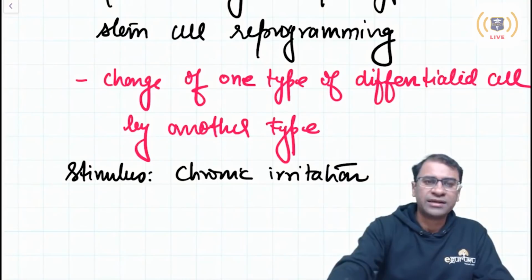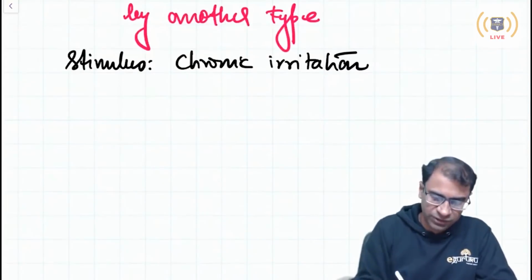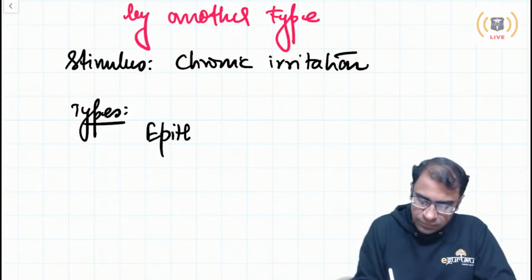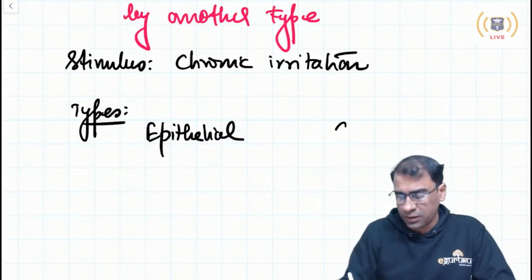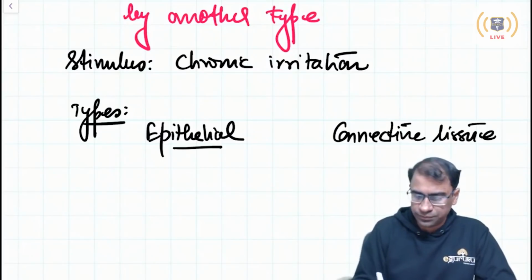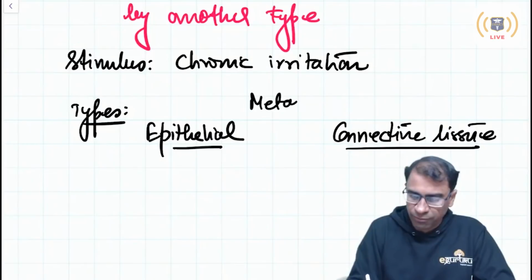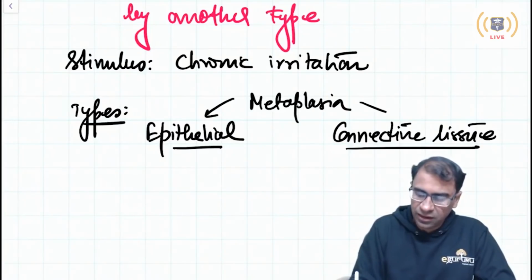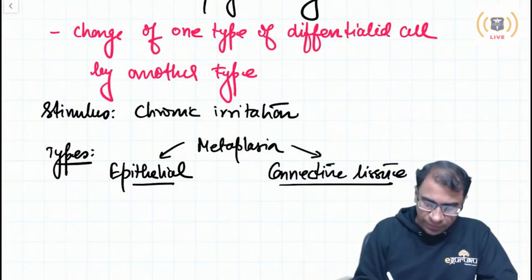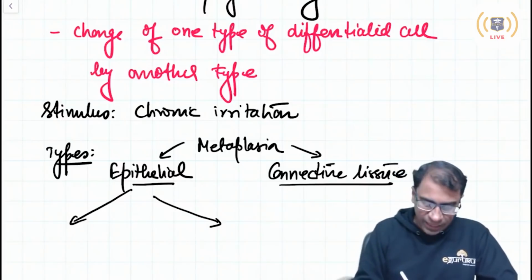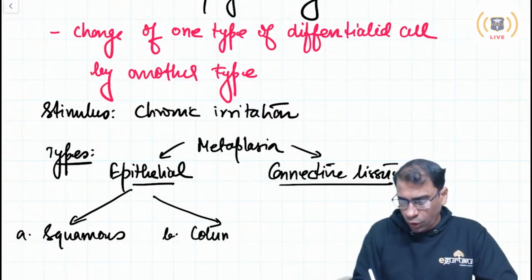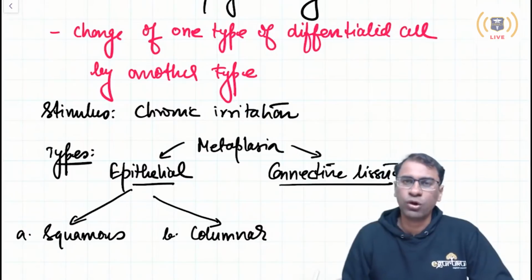Let's understand here what the types of metaplasia are. The types of metaplasia can be epithelial or connective tissue. Now understand this carefully. The epithelial type can again be of two types. It can be A, squamous metaplasia, or B, columnar metaplasia.